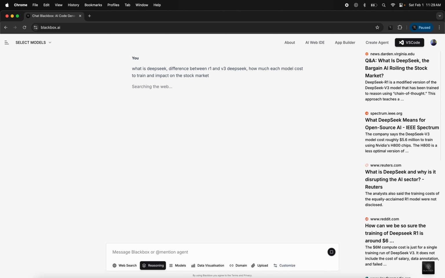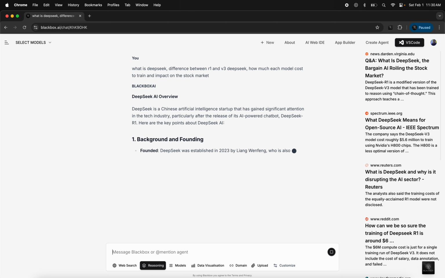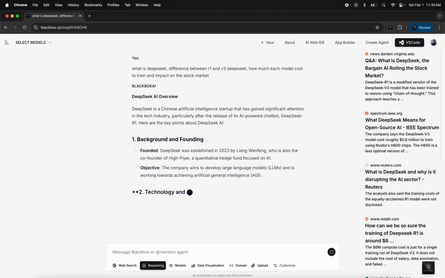First, the main purpose of the reasoning is that sometimes you have multiple questions or a question that has several steps that it needs to go through before it provides a quality answer. So first, we're gonna see how Blackbox is gonna respond. So it's giving an overview first about DeepSeek.